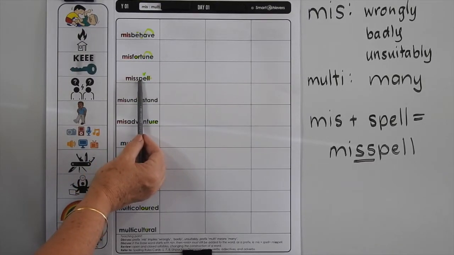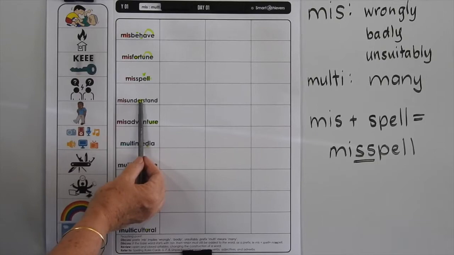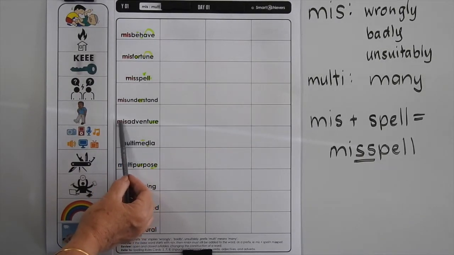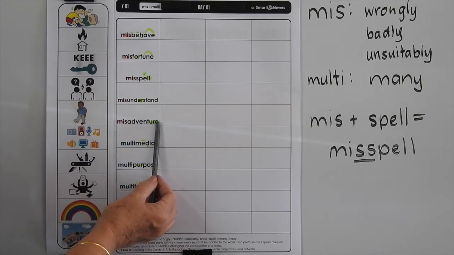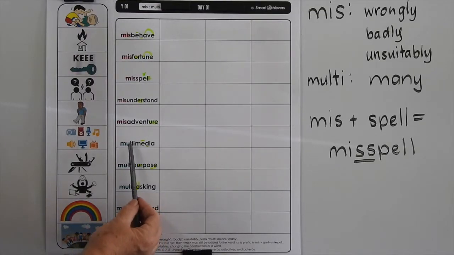In misspell, if we look at the word spell, we have a short vowel sound, so we need two L's at the end. In misunderstand, we've got another R-controlled vowel, the ER in the middle. In misadventure, we've got the URE on the end, so take a look at that. The rest of the word's pretty easy.